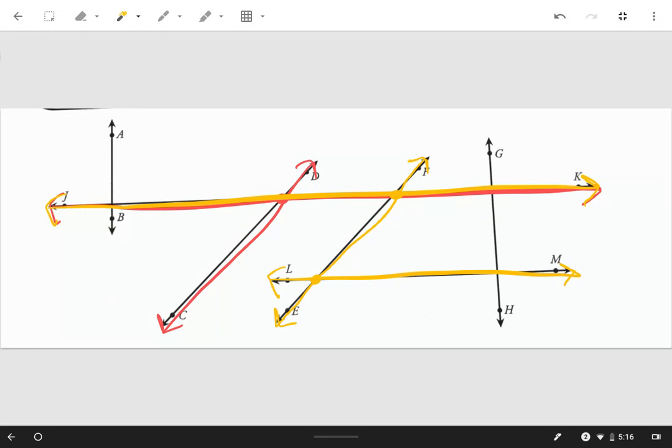Do you guys see any more? There's another one right here. But AB that intersects JK is a very specific type of intersecting line, because they create a 90-degree angle. So those are perpendicular lines within this diagram.